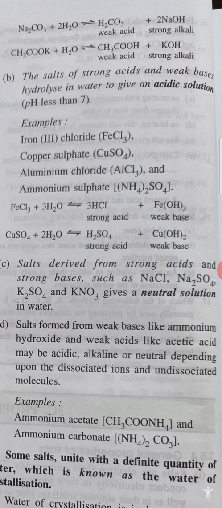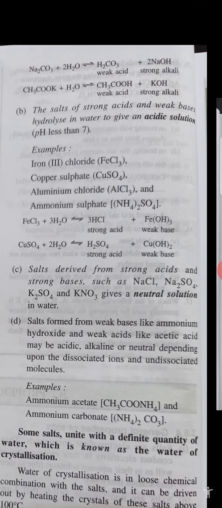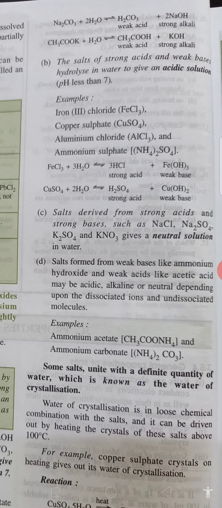Then salts derived from strong acid and strong bases like NaCl, sodium sulfate, potassium nitrate, they give a neutral solution since both the acid is strong and the base is strong. Then children, salts formed from a weak base like ammonium hydroxide and a weak acid like acetic acid may be acidic, alkaline, or neutral depending upon the dissociated ions and undissociated molecule. For example, ammonium acetate, ammonium carbonate, they can show the property of an alkali, they can be acidic in nature, or they may be neutral.